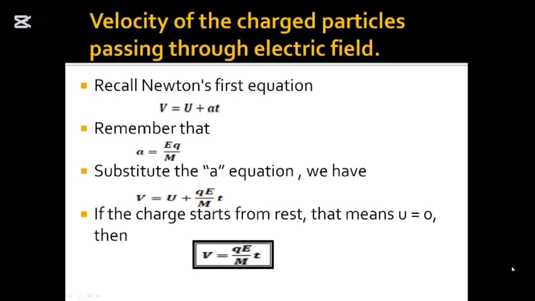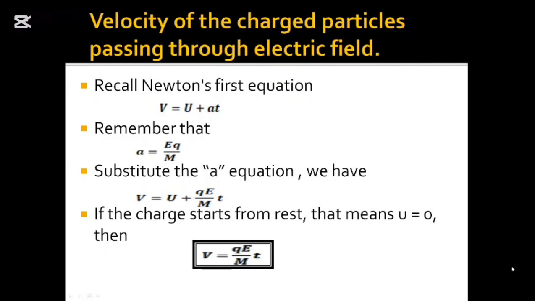Let's look at something else. Now we want to generate the velocity of the charged particle passing through electric field. And my rule of teaching or lecture is start from what you know to what you don't know. I could have just put down the formula for you, but no, you need to know where it's coming from.